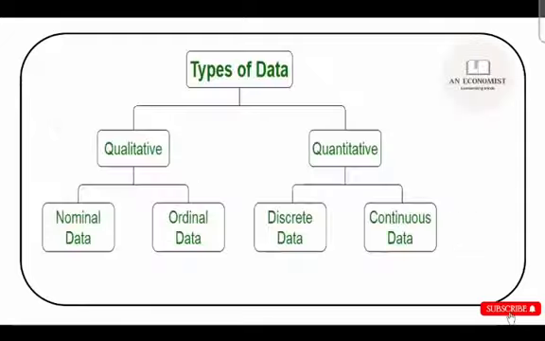And now let us straight away jump into the video. What are the basic types of data that statisticians use? There are two major types of data that we use frequently. The first one would be the qualitative data. Qualitative data is also known as the attribute.